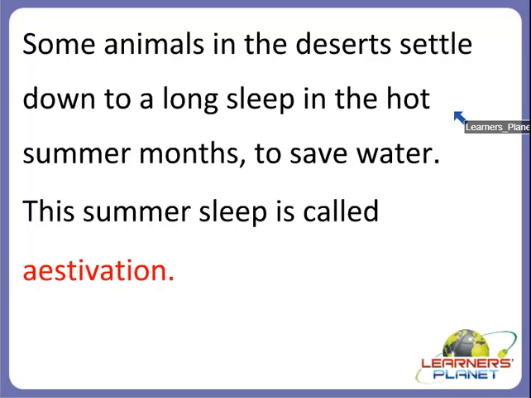Children, there are also some other animals in the deserts that settle down to a very long sleep in the hot summer months to save water because there is very less or no water available in the deserts, right? So depending upon the amount of water available, or depending upon the place where they live in, that is deserts, some animals settle down to a long sleep in the very hot summer months, and this summer sleep is called estivation. What is it called? It is called estivation.